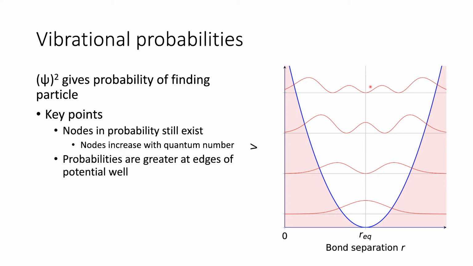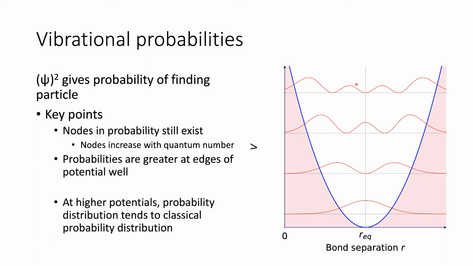This means the probabilities are greater at the edge. So we are more likely to see a diatomic in its compressed state or its extended state than we are to see it closer to its equilibrium value. At higher quantum numbers, that probability distribution tends to a classical probability distribution. If you think about picturing a vibrating molecule, it will spend more time extended than it does near its equilibrium state. And that is exactly what we see in the quantum mechanical model.